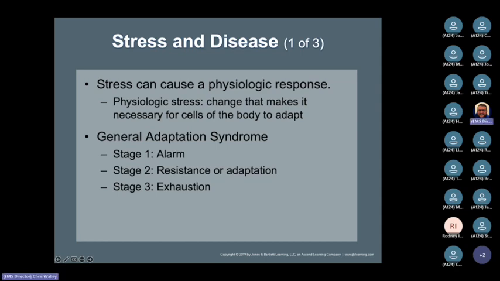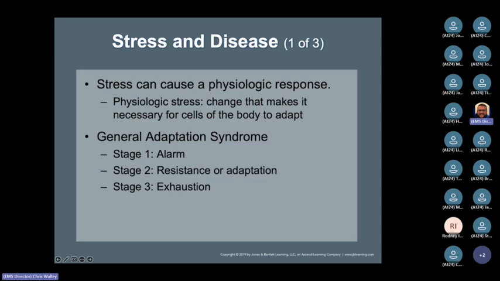This is characterized by 3 stages of reaction to stressors, physical and emotional. Stage 1 is an alarm stage. That is when the body reacts to stress first by releasing catecholamines: epinephrine, adrenaline, norepinephrine, dopamine.